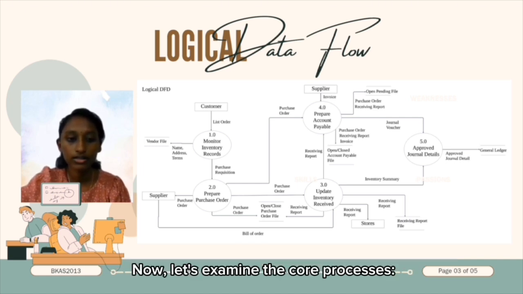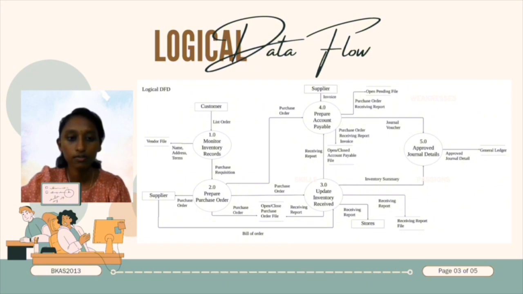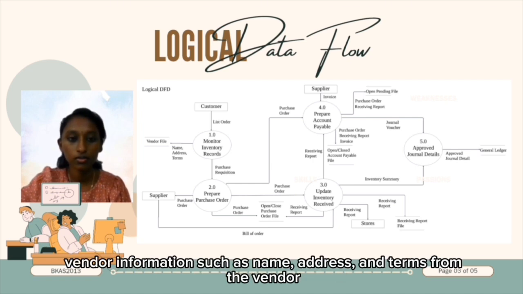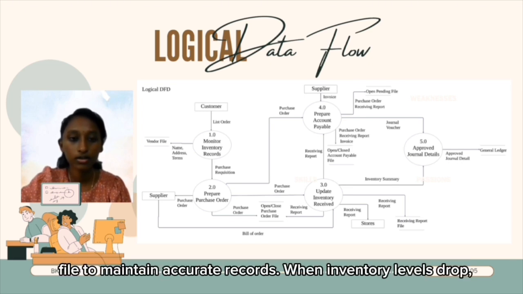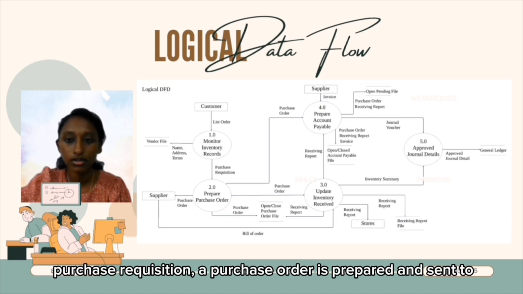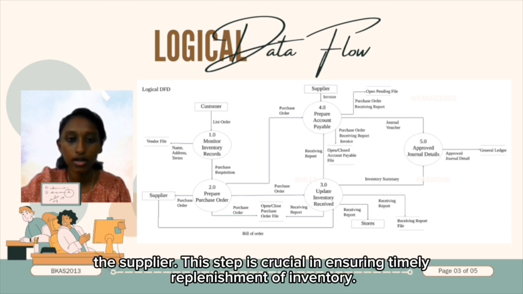Now let's examine the core processes. First is monitoring inventory records. This process involves keeping track of inventory levels. It utilizes vendor information such as name, address, and terms from the vendor file to maintain accurate records. When the inventory level drops, a purchase requisition is generated. Second is prepare purchase order. Based on the purchase requisition, a purchase order is prepared and sent to the supplier. This step is critical in ensuring timely replenishment of inventory.